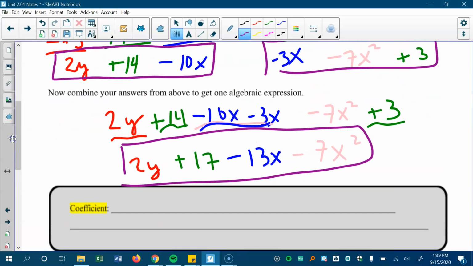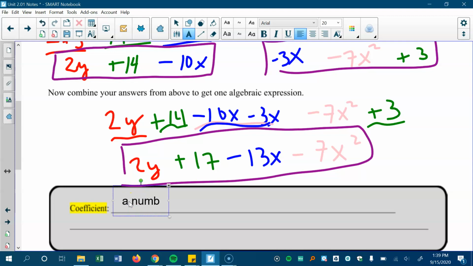A coefficient is the next thing that we need to go over here. And I don't remember if I said it already. I don't think I did. A coefficient is the number that comes before a variable. The number in front of the variable is the number that's with the variable. 2 is the coefficient of y. Negative 13 is the coefficient of x.